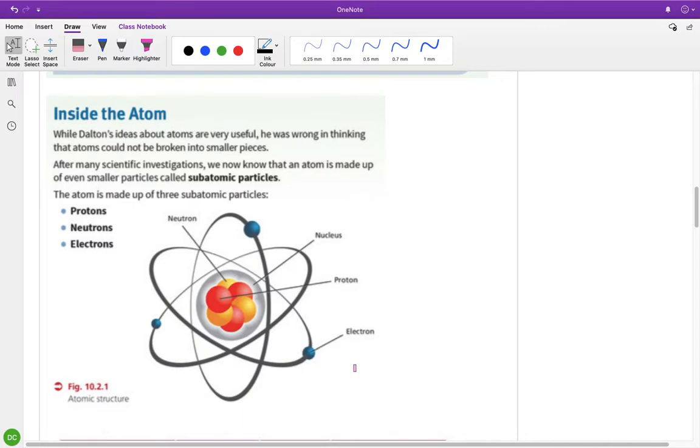Now, just like I was saying, Dalton didn't do it all. He developed the theory. He started the ball rolling. He wasn't on his own. When they discovered the atom, they assumed the atom was it. As in, you couldn't break it up. It was a solid piece, and you couldn't break it up.